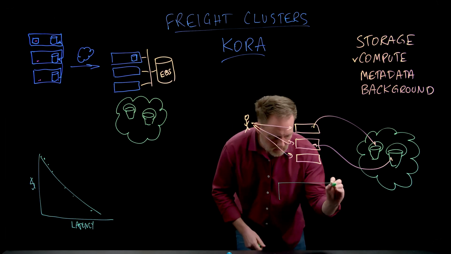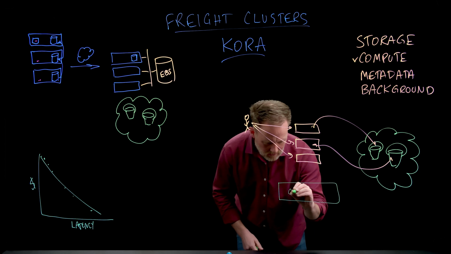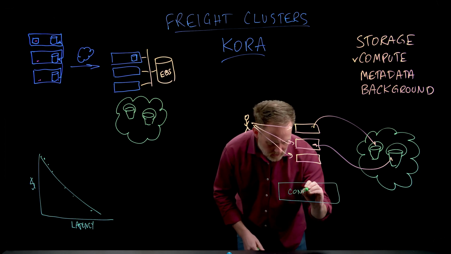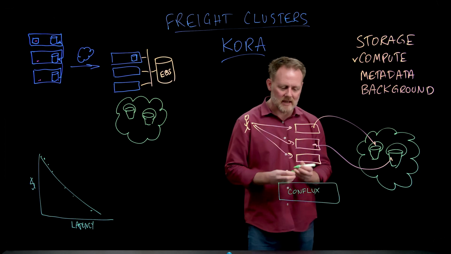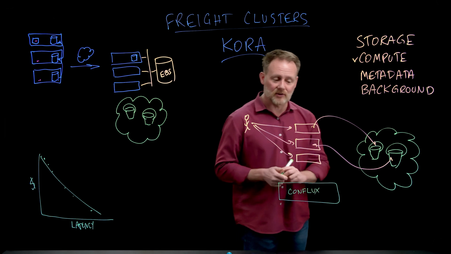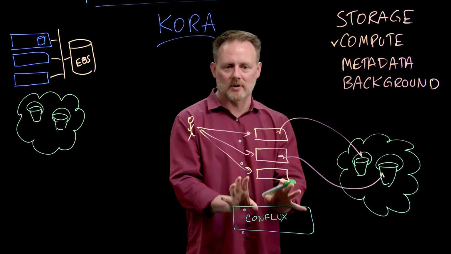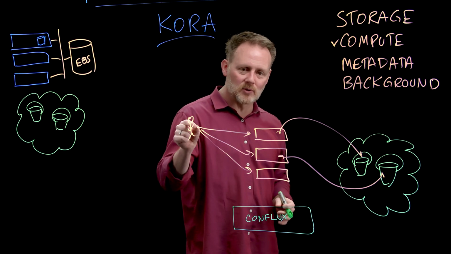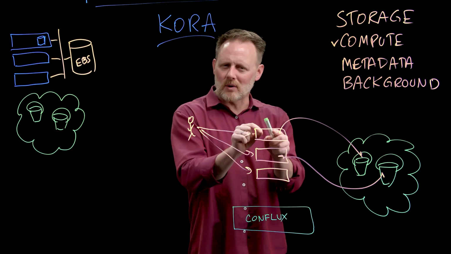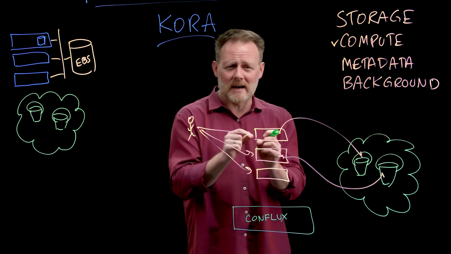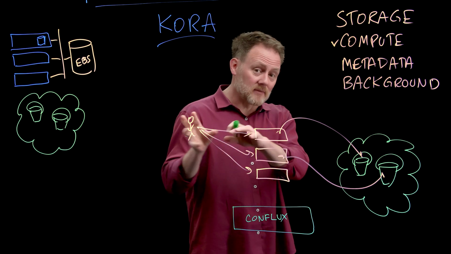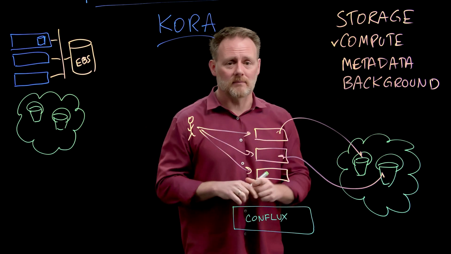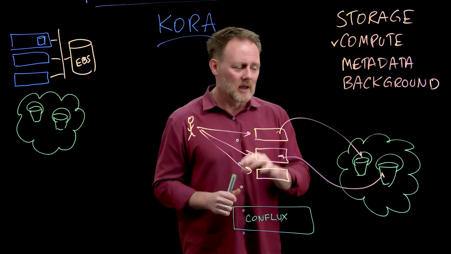Let's put this down here. This is our new metadata engine called Conflux. This is where the state of the cluster lives. And anytime there's a produce or a consume, we're going to have to know, okay, well, there's a topic associated with that. And well, there's some notion of a partition, right? That's part of the contract, part of the semantics of Kafka.